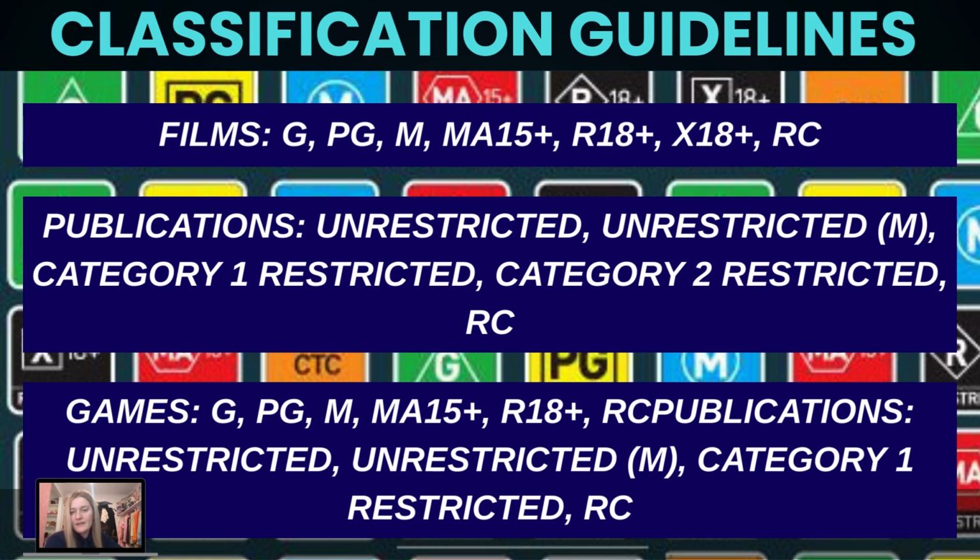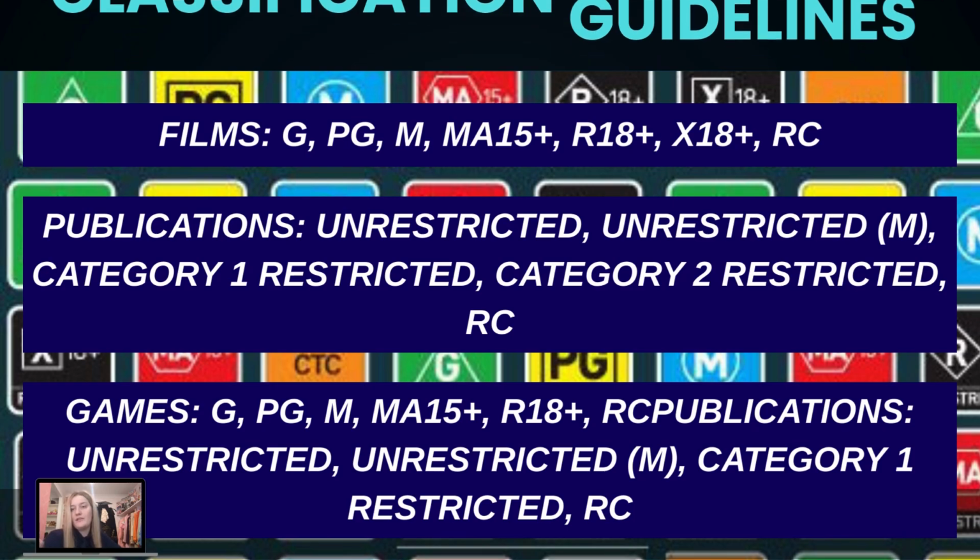R18+ is high impact violence, simulated sex, drug use and nudity. X18+ is real sex between consenting adults, but with strict limits like no violence, no degrading acts, fetishes, or anyone under the age of 18. Refused classification is anything that crosses the line: extreme violence, child abuse, detailed crime instructions, or offensive sexual content. A rating of RC means that it cannot legally be sold or distributed.